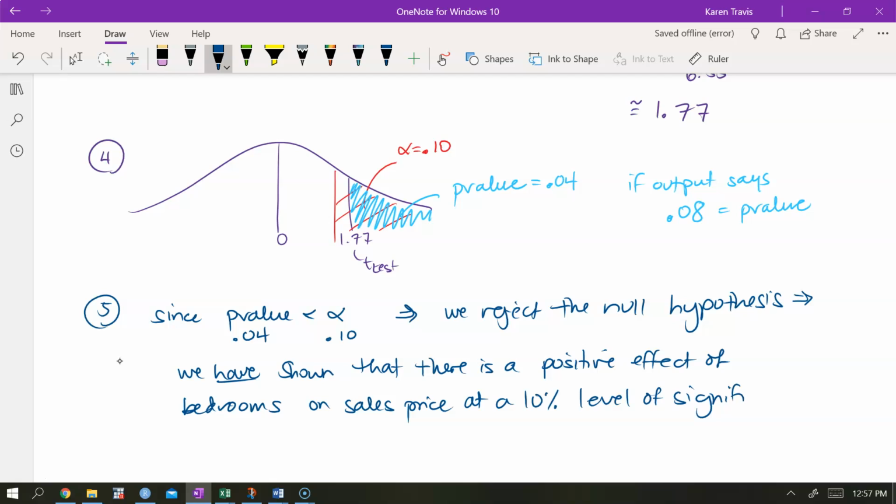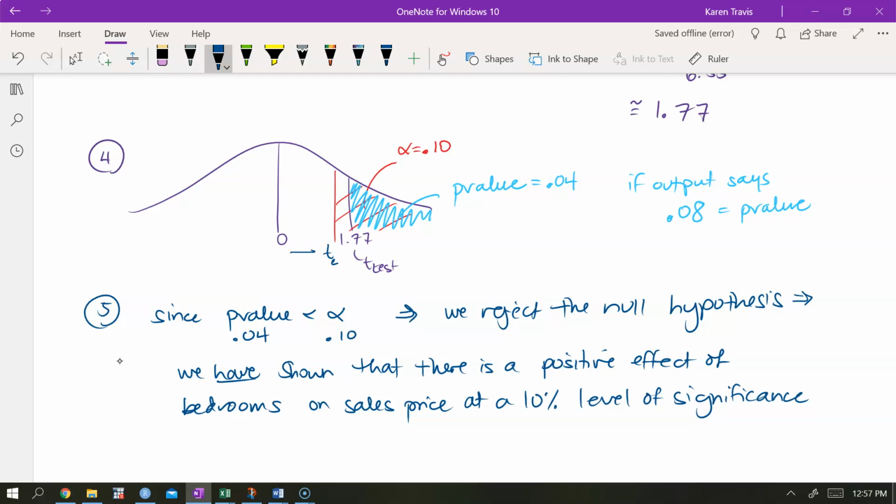Another way to think about our p-value again is how much smaller could my level of significance get so that I would barely be able to reject the null. So if I lowered alpha down to 4%, that's right where I can reject the null. But if I tried to be more stringent, such as alpha is 1%, then I wouldn't be able to reject the null.